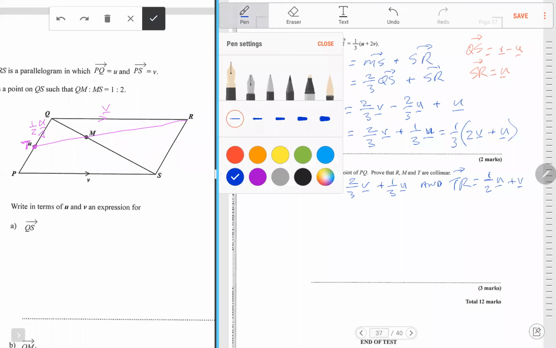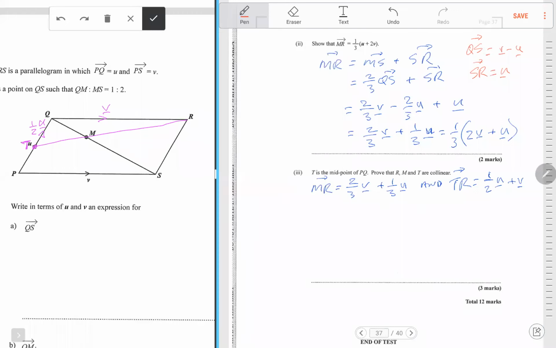So to get rid of fractions, out of this first one, multiply by 3. Multiply this first one by 3. We're going to get 3MR equals 2V plus U.